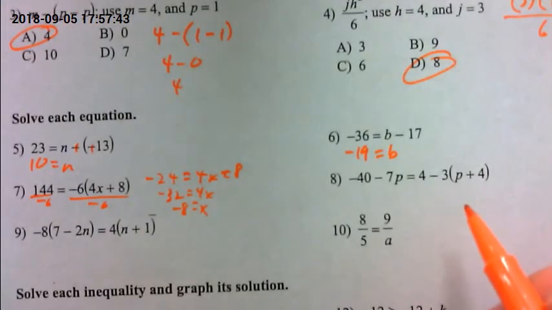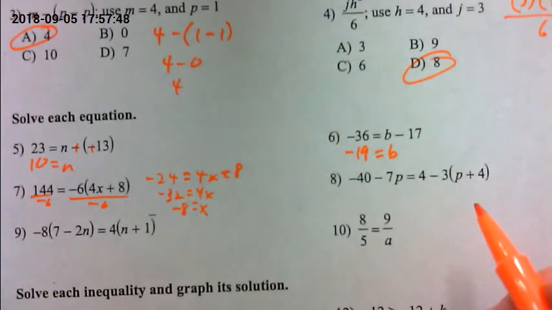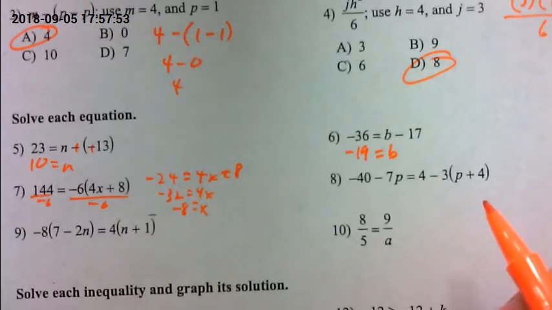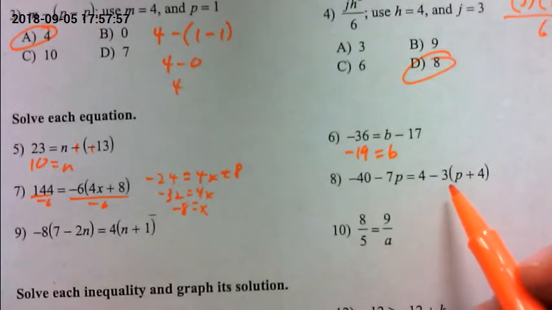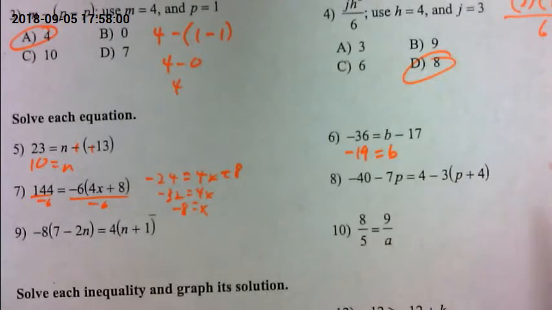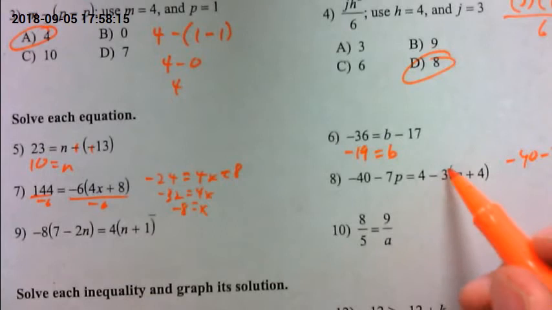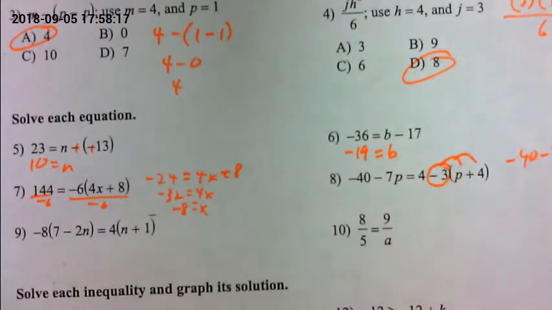On the next one, p's on both sides of the equation. So first, I'd go ahead and distribute this 3. So we now have negative 40 minus 7p equals 4 minus 3p minus 12. Again, it's negative over here now because you had to distribute that whole thing as a negative value.